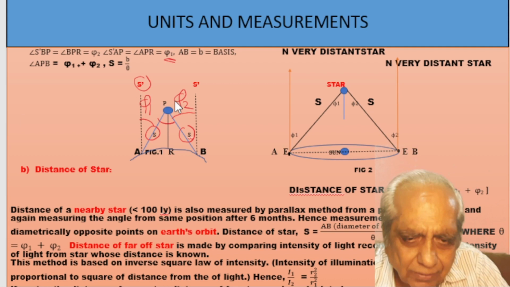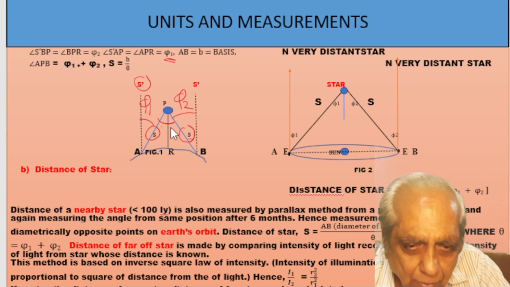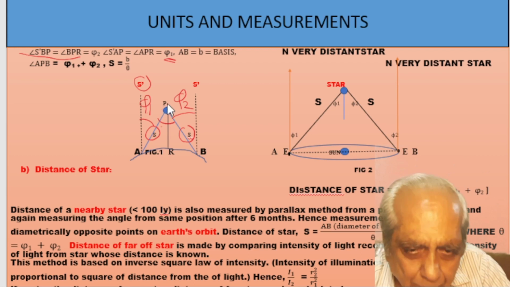Now by geometry, this phi 1 is equal to this phi 1. This is phi 1, this is phi 2, this will be phi 2. Alternate angles. So that's what I have written here: S dash BP is equal to BPR. So this is phi 2, this is phi 2, and this is phi 1, this is phi 1. So my parallax angle would be phi, which is phi 1 plus phi 2. So that's what is written here. Phi 1 plus phi 2 is my angle.